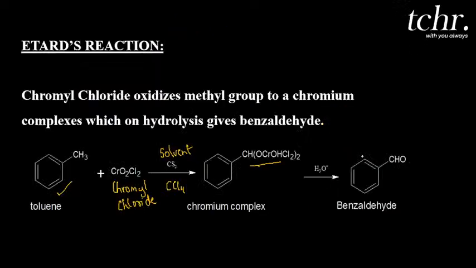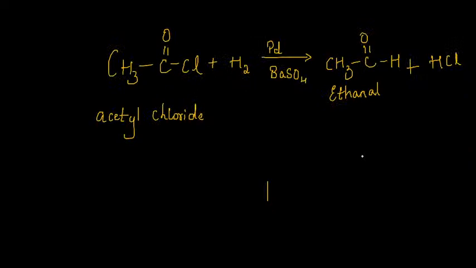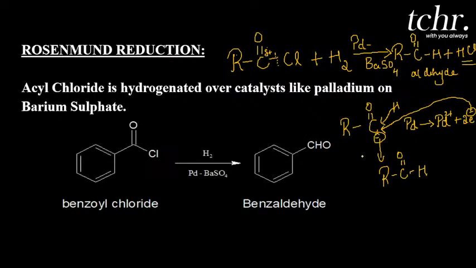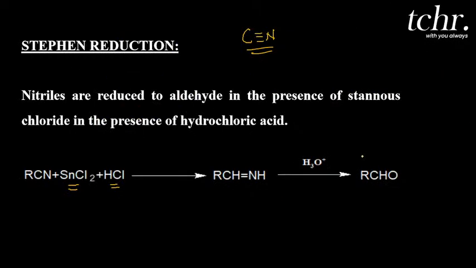So once again we shall recall the 3 important naming reactions, the 3 important reactions for the preparation of aldehyde we discussed in today's session. The first is Rosenmund's reduction, where we prepare aldehyde using acyl halide. The second one is Stephen's reduction. Here also we prepare aldehyde using nitriles, treating them with stannous chloride in acidic medium.